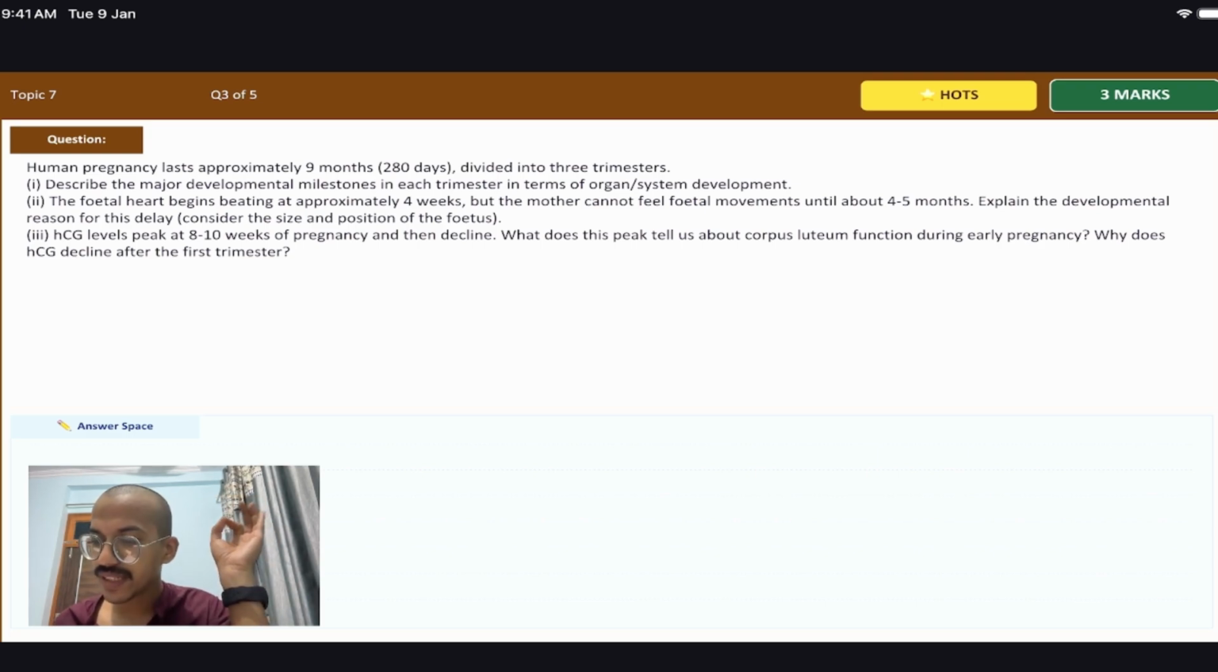Then, the fetal heart begins beating at approximately 4 weeks, in 1 month, but the mother cannot feel fetal movement until 4-5 months, because the limbs will be formed by that time. Explain the developmental reason for this delay.